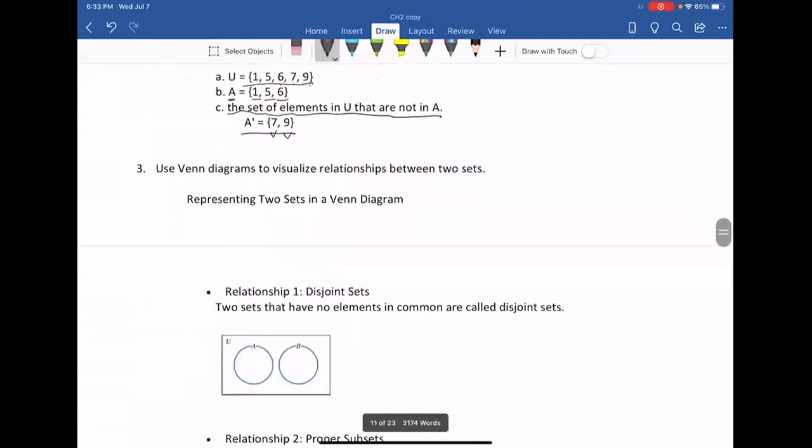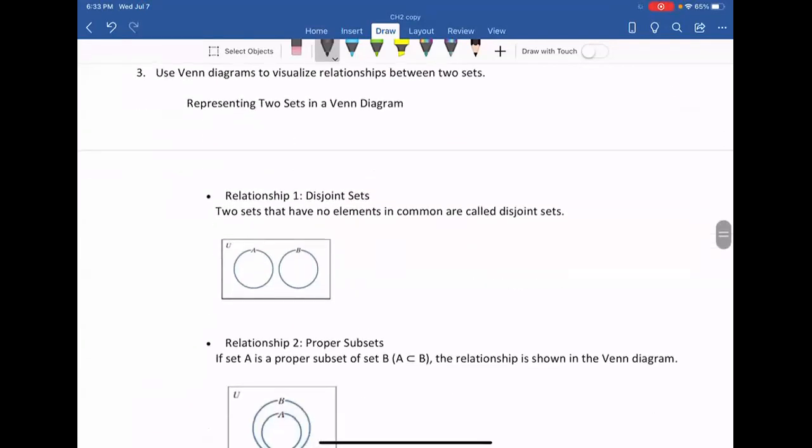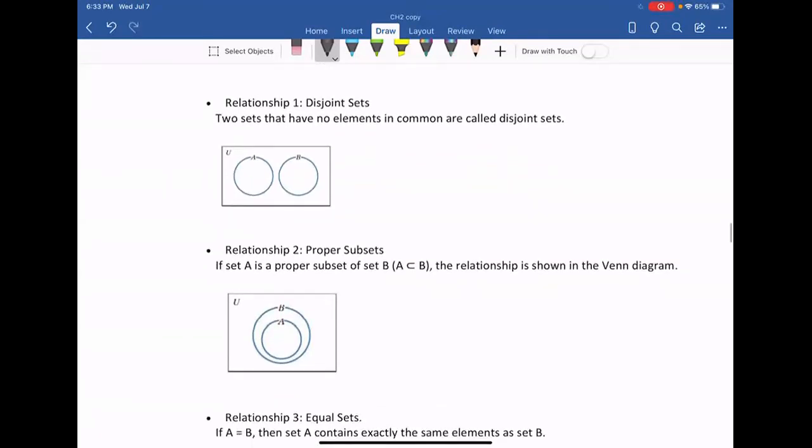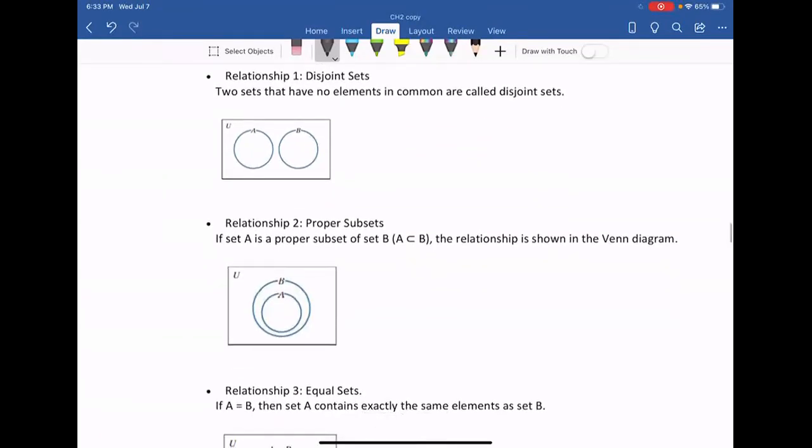Okay, let's move on. Number 3. Use the Venn diagram to visualize the relationship between two sets, representing two sets in a Venn diagram. So there are 4 kinds of relationships. The first relationship is disjoint sets.